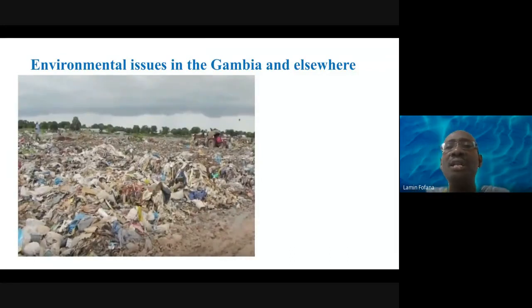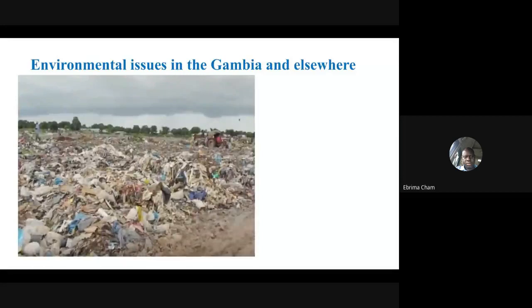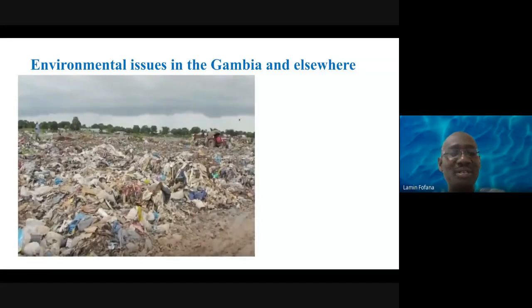So let's discuss some of the environmental issues we have in the Gambia. I've shown you a picture, and I think everybody is aware of it, but the picture is changing now. Do we know where this picture comes from? Yes, this is Bakote Dam side. Exactly. Everybody's aware of Bakote Dam side. But it's improving, yes.